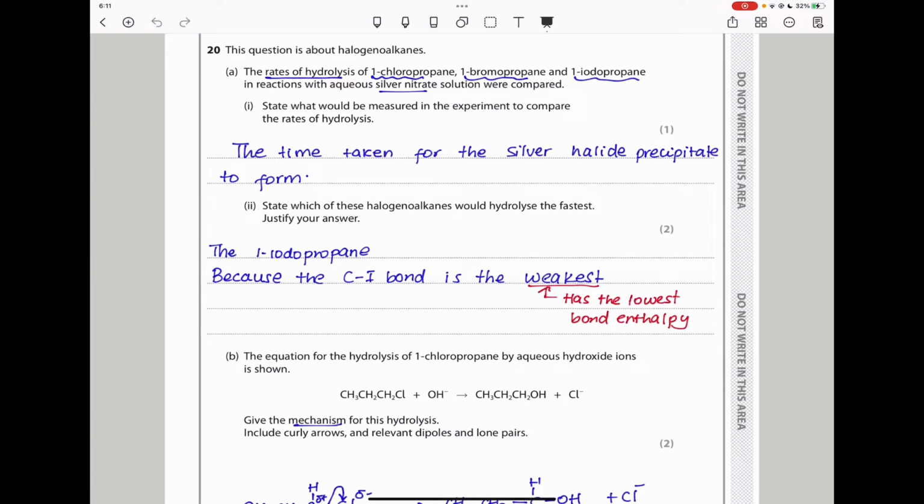The next part says state which of these halogenoalkanes would hydrolyze the fastest, and they want you to justify your answer. In this case, it is going to be the iodopropane. The carbon-iodine bond is going to be the weakest among the three, and therefore it's going to be broken easily, leading to the release of the iodide, which is going to bind to the silver, producing the silver iodide.